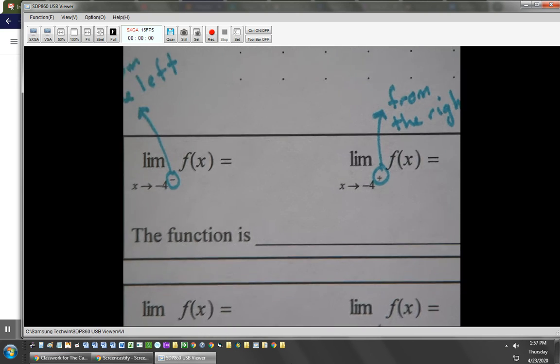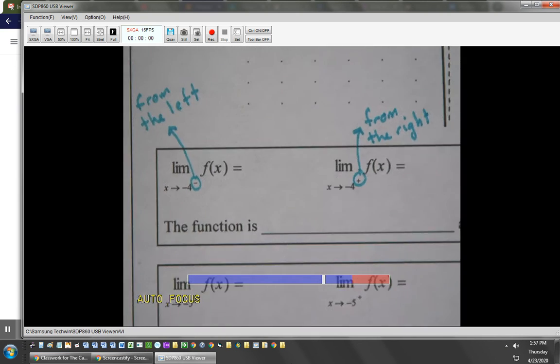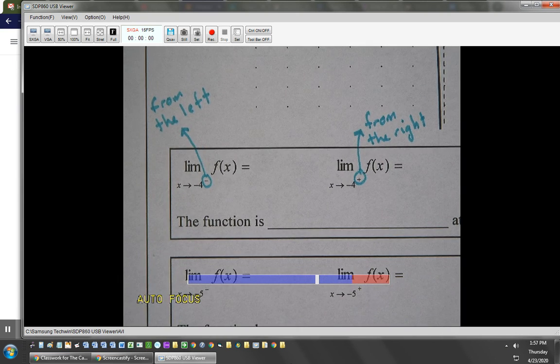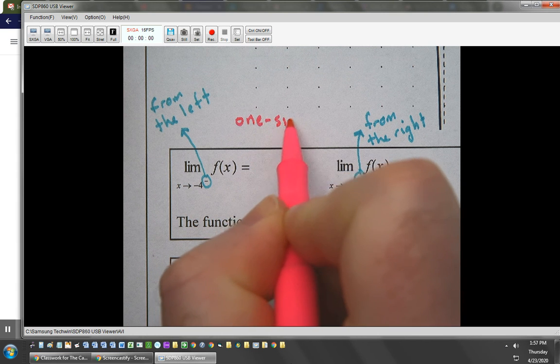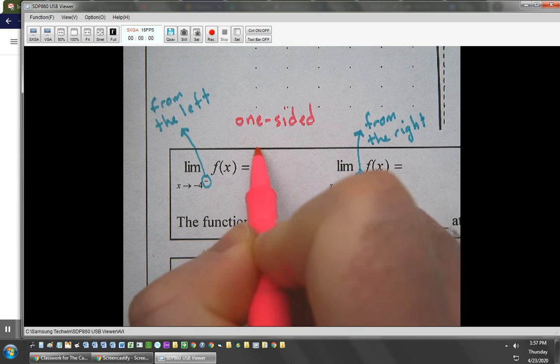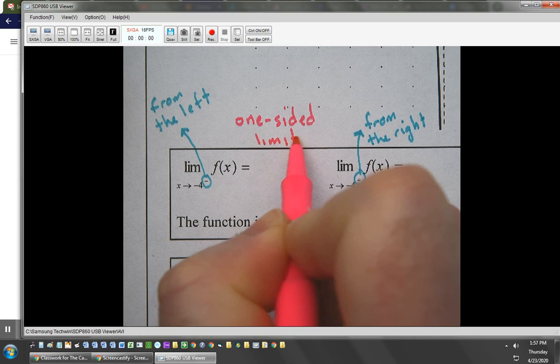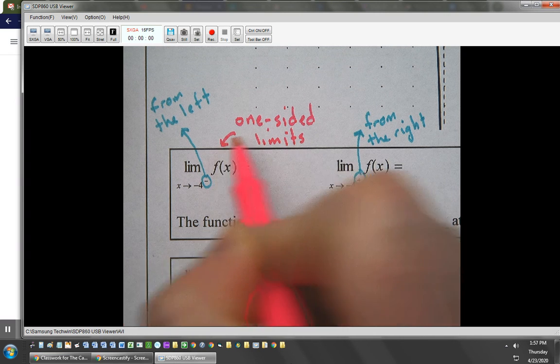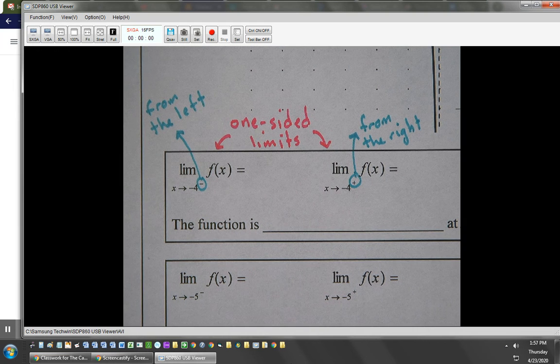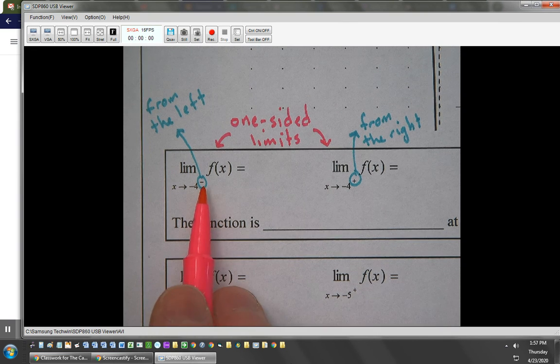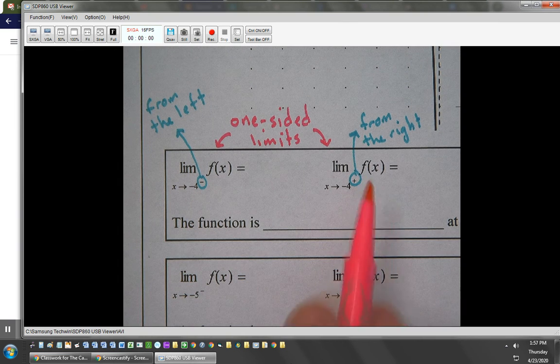Okay, so these two together are a group of limits called one-sided limits. These are both one-sided limits because they are approaching the value -4 on the x-axis from one side. This is only coming from the left. This is only coming from the right.